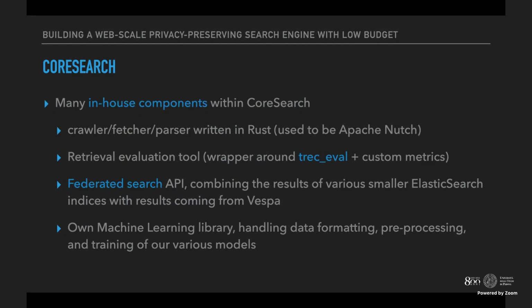We have a tool that performs federated search. So it's basically the way for us to combine the results of various different indexes. We don't have one single index. We have one main index containing general web documents, and then we have specific targeted indexes. And so we have a way to merge all these results together so that they make sense in the final results that we present to the users.